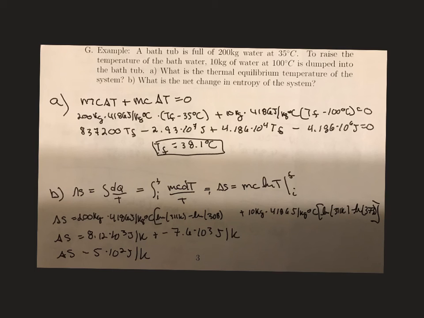So we find that the hot water, because it's decreasing in temperature, is going to lose a certain amount of entropy, and the colder water, because it's absorbing energy, is going to gain a certain amount of entropy, or chaos. So the molecules are going to start moving around more. But the overall net change is positive, because remember, we always have to increase the entropy of the universe.